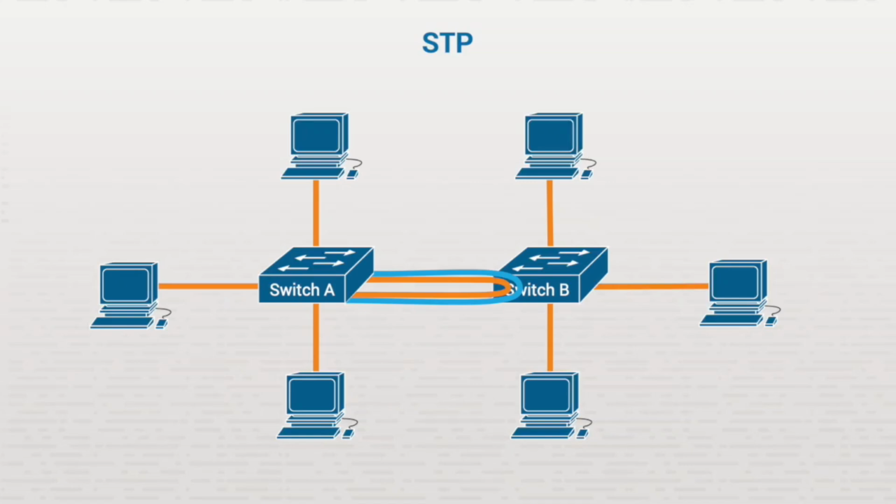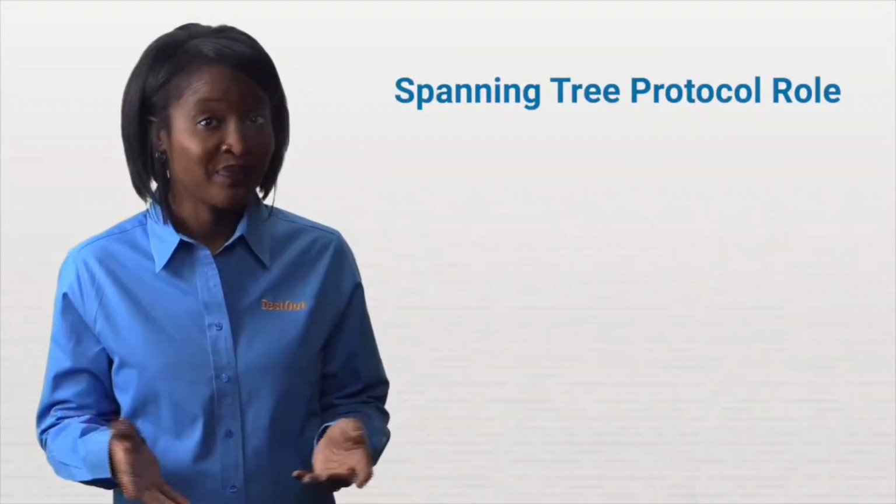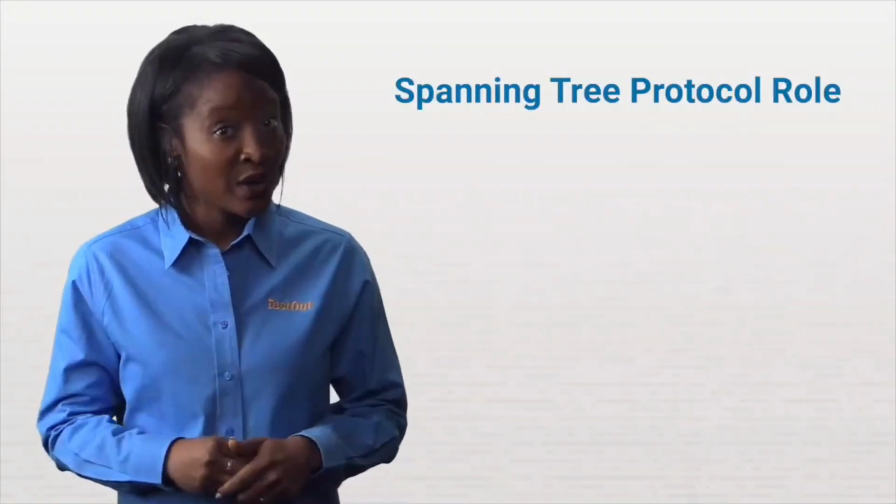This is called a switching loop. It's a bad thing. Now, data is circling around the network as fast as the switches can process the frames. This is the beginning of what's called a broadcast storm, and it can take down your network very quickly. So how do we fix this problem? With the spanning tree protocol.